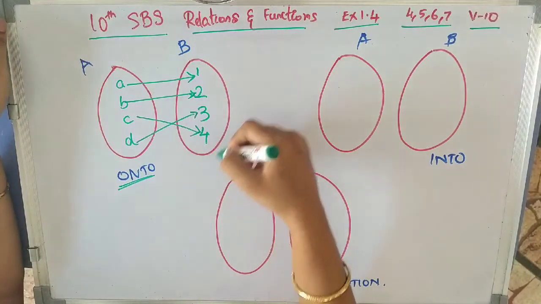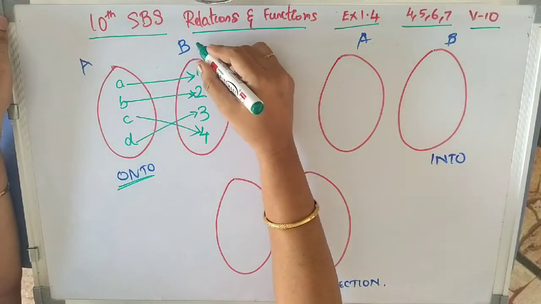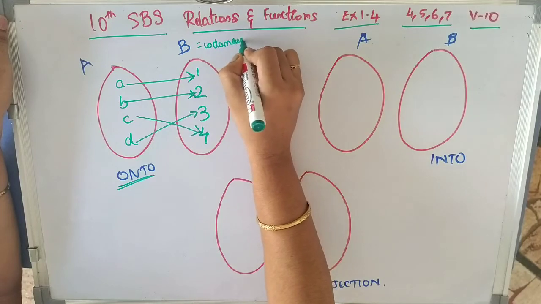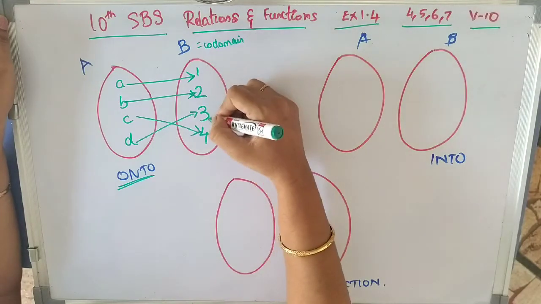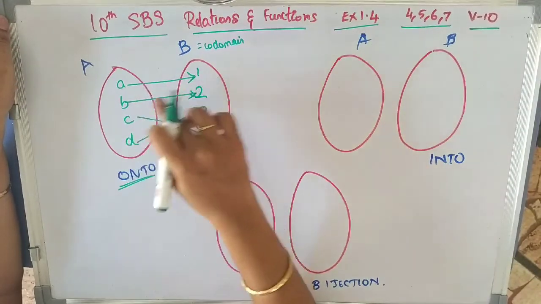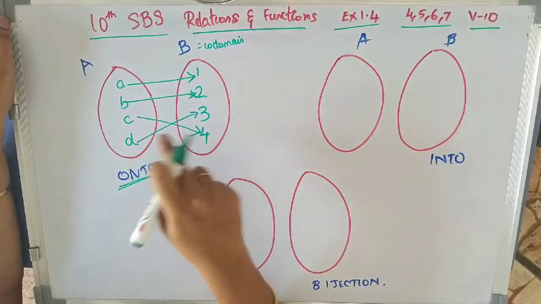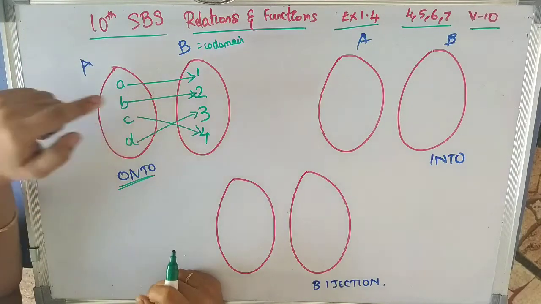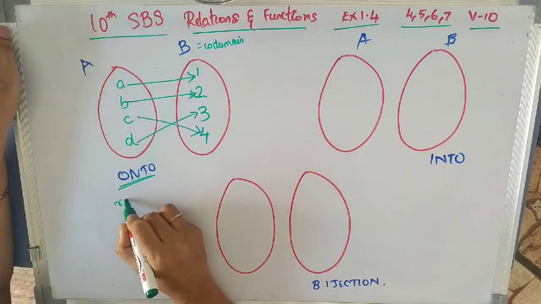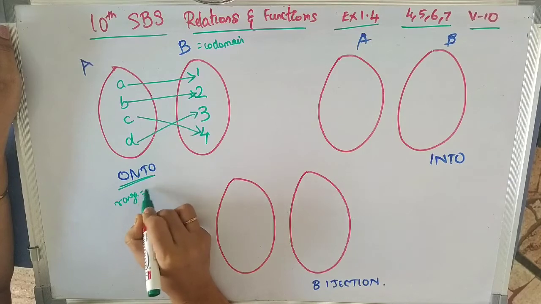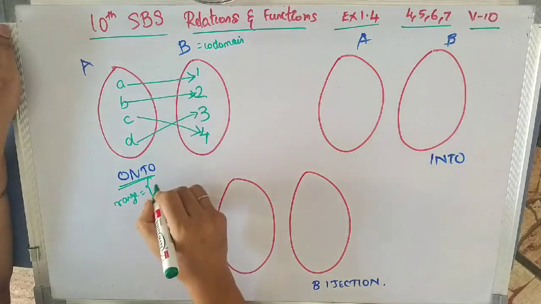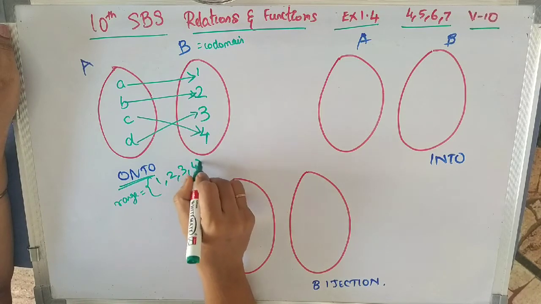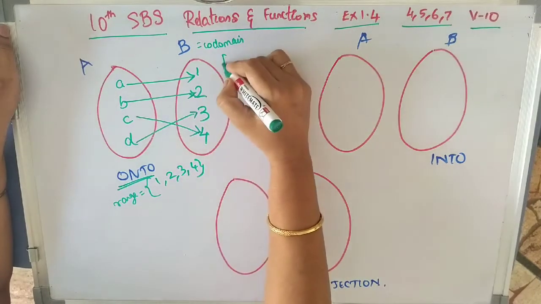We all know A is the domain and B is the codomain. Okay? What is a codomain? All the elements in the second set are called the codomain. So 1, 2, 3, 4 is all codomain. Now what is range? There is a difference between codomain and range. All the elements in the second set are the codomain, but the collection of images of the elements in the domain is called the range.